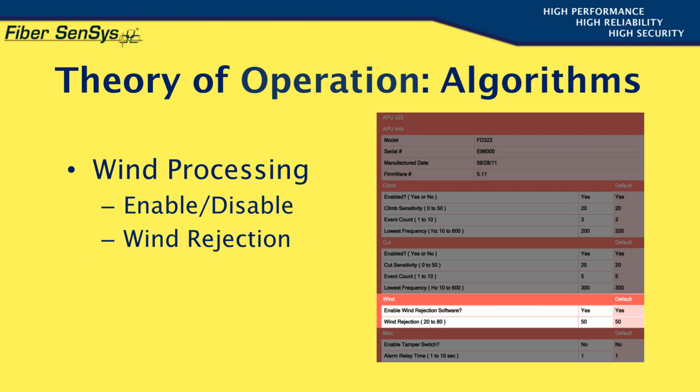The wind processing algorithm has two controls associated with it. First, it can be enabled or disabled, although it's highly recommended that it be enabled for all applications. There is one variable associated with this algorithm, and that would be the wind rejection parameter. This parameter allows the user to control the amount of dampening applied to the signal in the presence of a detected wind load.